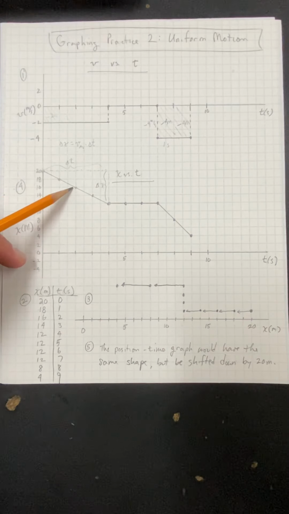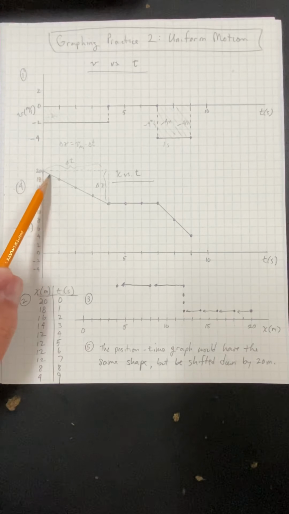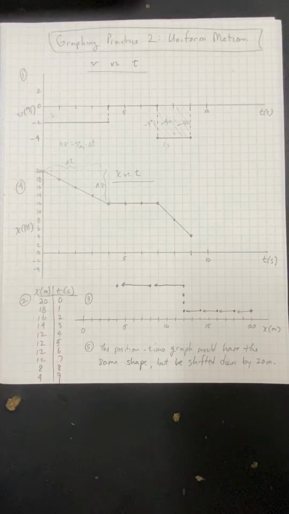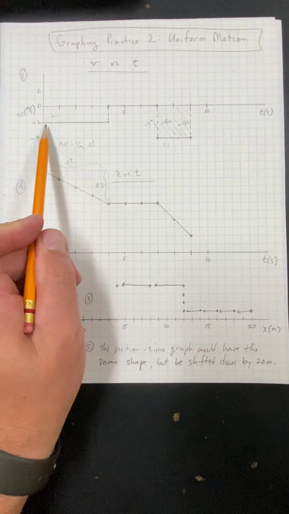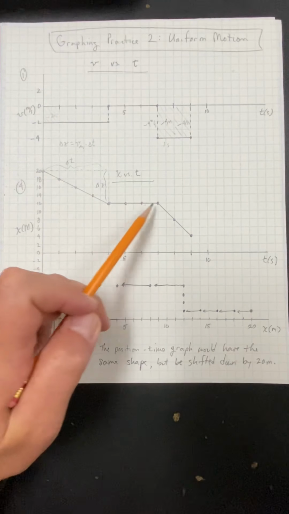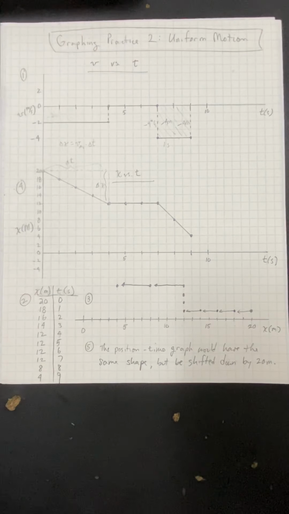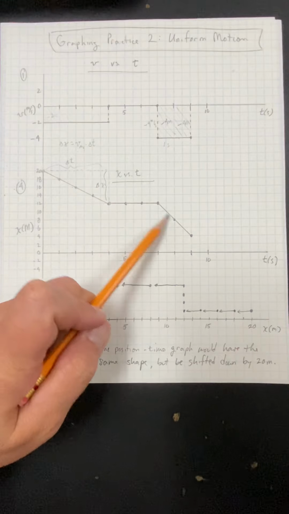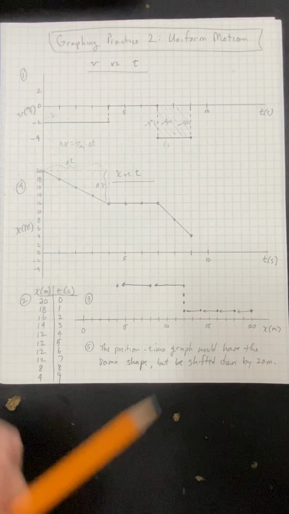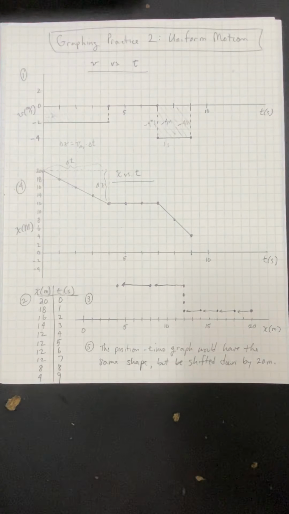So the slope of this graph is this graph. This is a constant -2 meters per second slope. So we have a constant -2 meter per second velocity. What's the slope of this segment? 0. Therefore, the velocity is 0. What's the slope of this segment? -4 if you figure it out. What's the velocity for that segment? A constant -4. So this velocity graph is a graph of the slope of this graph.